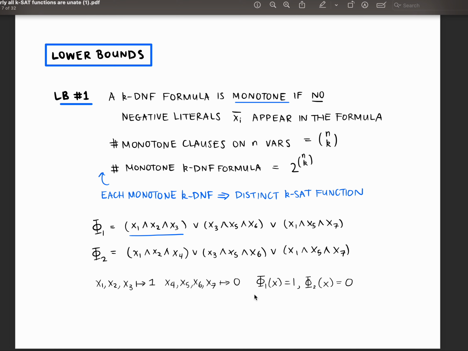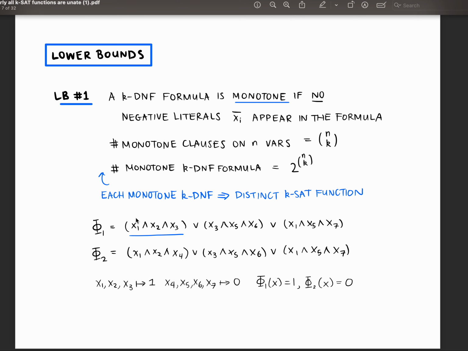Why is this the case? Well, let's consider an example. So I have two different monotone KDNF formula, phi1 and phi2. If they're different, there must be some clause that appears in exactly one of the formula. So in this case, the underlined in blue clause, x1 and x2 and x3, appears in phi1, but not phi2.